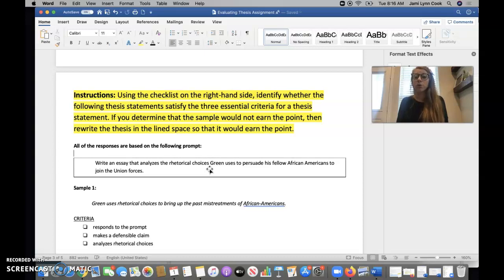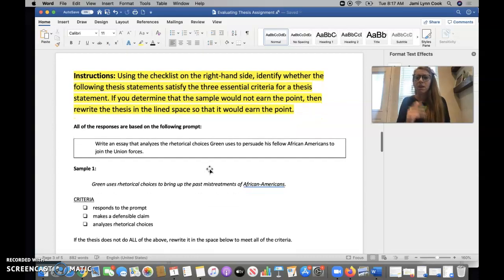Okay, sample 1. Greene uses rhetorical choices to bring up the past mistreatment of African Americans. Now, we need to dive into this thesis, deconstruct it, and determine if it meets the following criteria. Number 1, does it respond to the prompt? Okay. Analyze the rhetorical choices Greene used to persuade his fellow African Americans to join the Union forces. Does it respond to that?